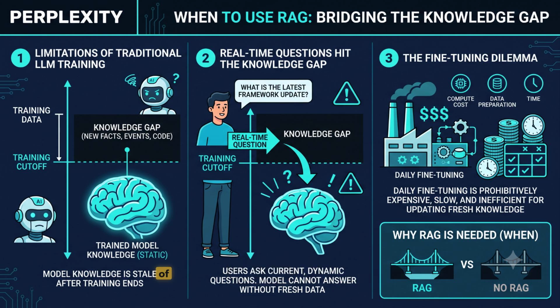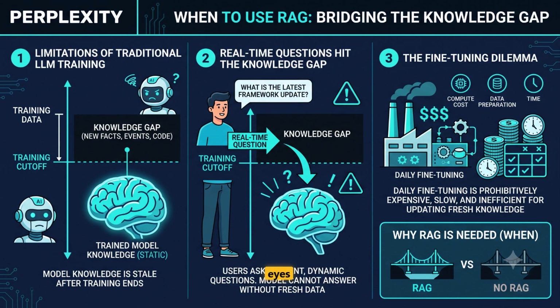Look at panel 1 on the left, labeled Limitations of Traditional LLM Training. Think of training a foundational model like writing an encyclopedia on paper. The moment it's printed, history stops moving, and any news breaking tomorrow simply can't exist on those pages. Beneath that horizontal training cutoff line, you see the glowing brain representing static model knowledge. The model knows everything up to that exact cutoff line, but everything above it falls into a total black hole.